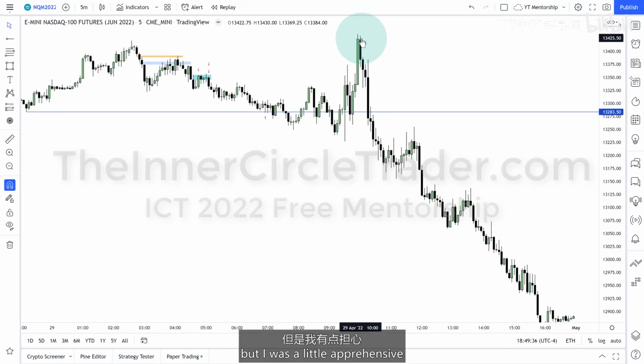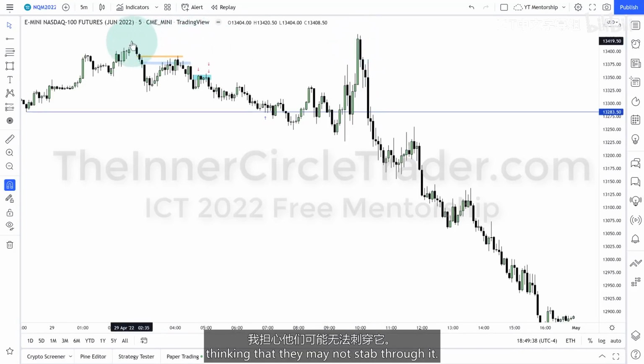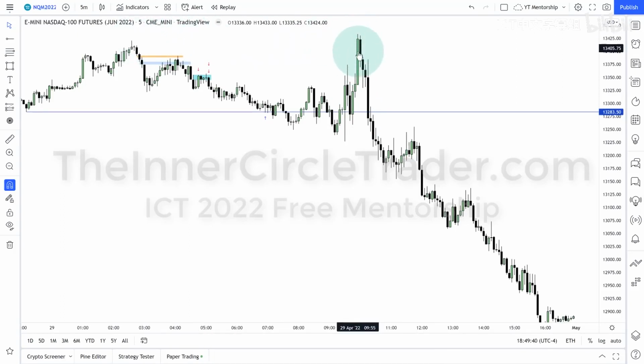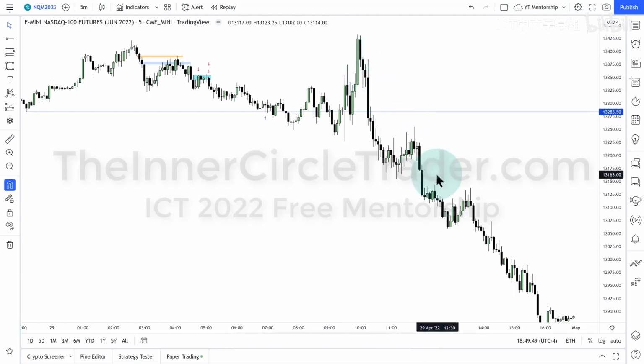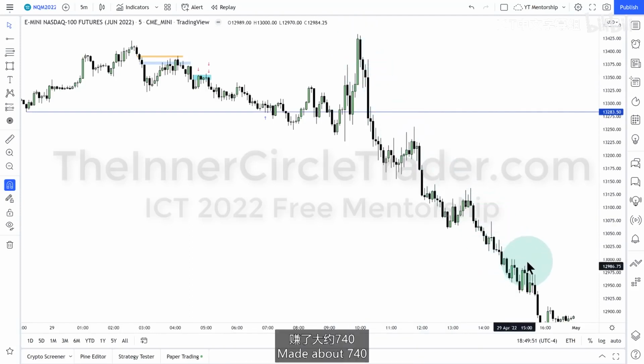I wanted 13,425, but I was a little apprehensive thinking that they may not stab through it. They were getting real close to it, and it just hung around. And I got out just a little bit prematurely, and that was it. And I didn't take anything until later on in the afternoon. I took a small little scalp in here, made about $740, I think it was.